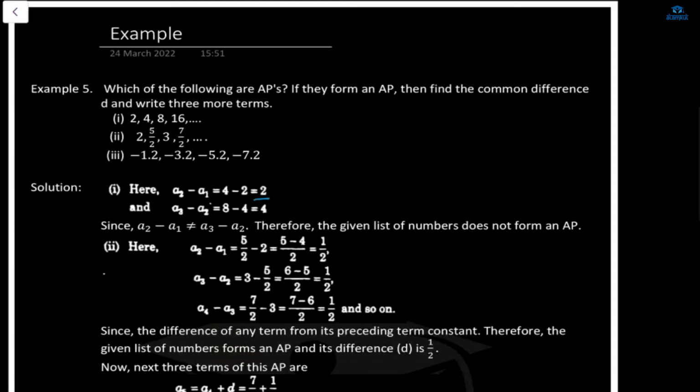The D is not the same. It is not constant. It is varying. So it is not a common difference. It is not in AP.